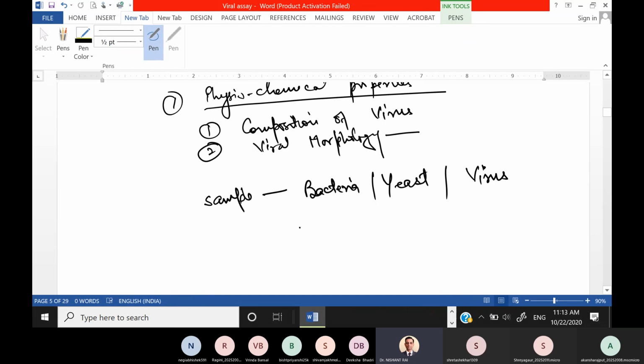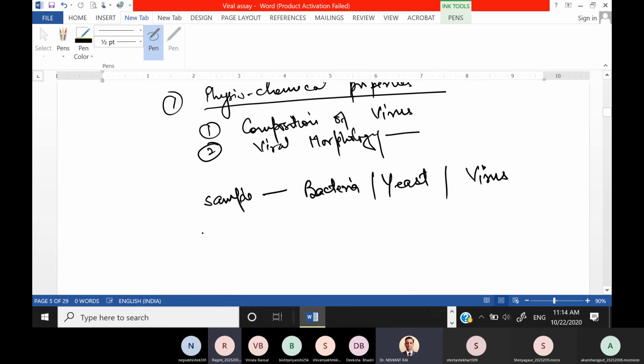I am repeating the question again. You know the morphology of the organism, you have an idea of the morphology of at least virus. It is asked that a sample containing bacteria, yeast, and virus is given to you. How will you identify or differentiate these organisms on the basis of their morphology? How will you do this test? Can anyone tell me, or can anyone give an idea or guess?